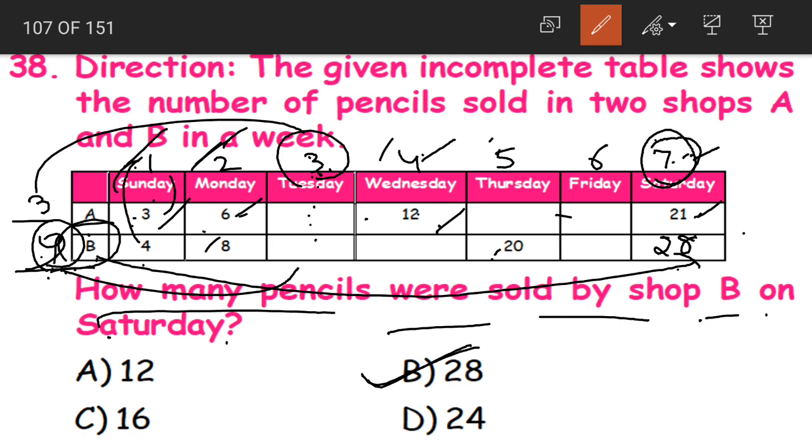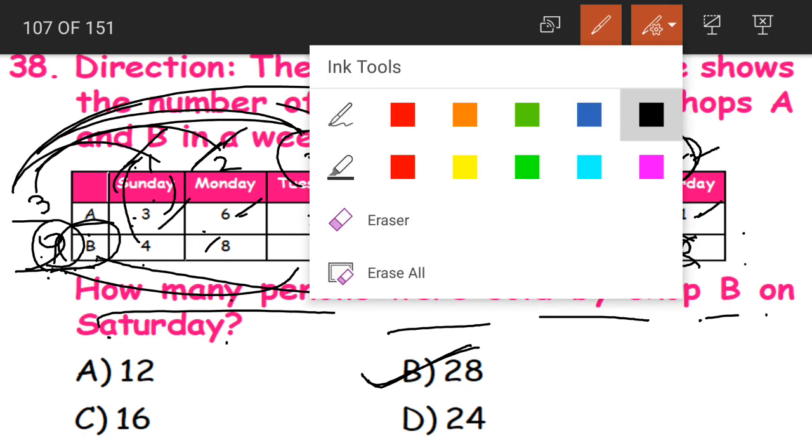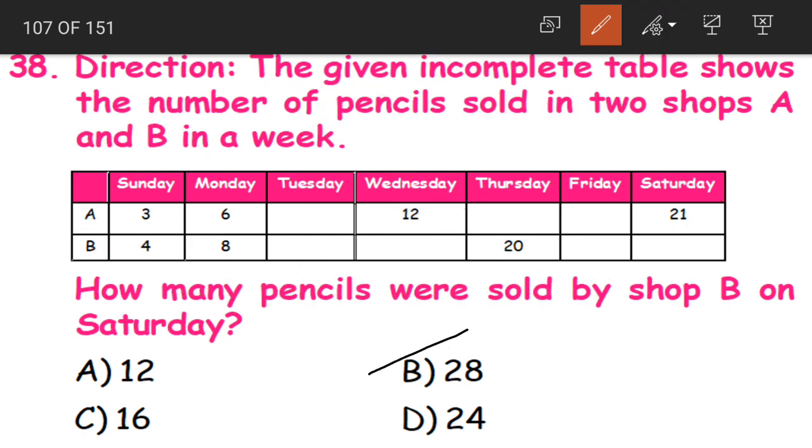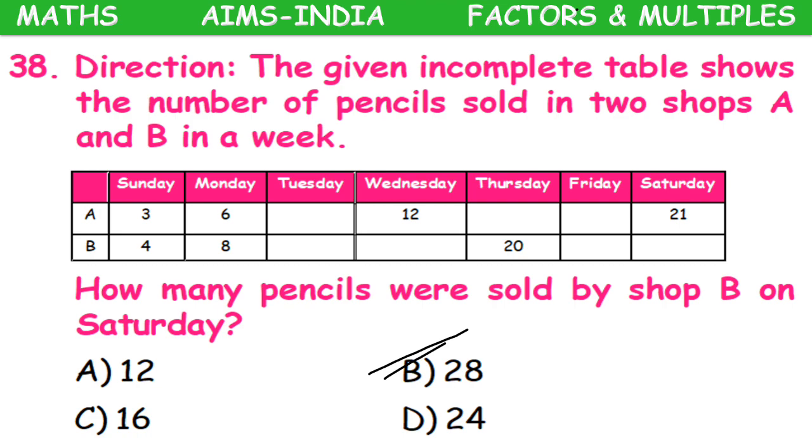Understood? All the given numbers are multiples. Yes, how did they multiply? Each date is given a number. Yes, we are multiplying the required number with the number of the date. Number of the days. 3 ones are, 3 twos are, 3 threes are, 3 fours are, 3 fives are, and so on. So on Saturday, shop B sold 28 pencils. Understood, children? Option B, 28 is the correct answer.